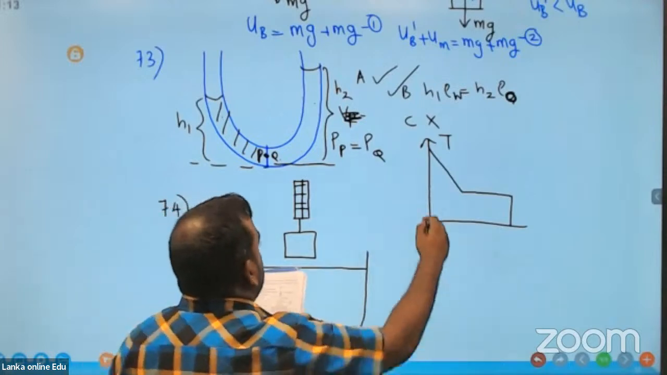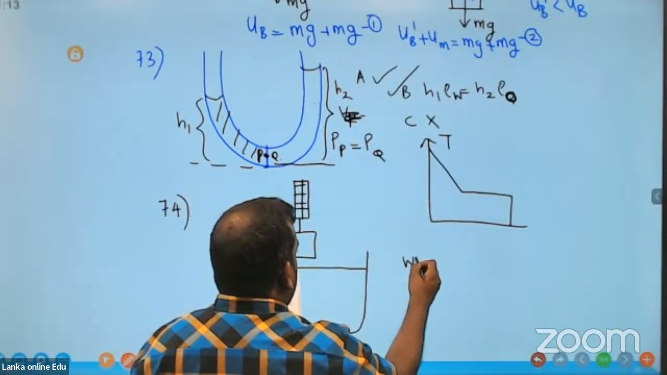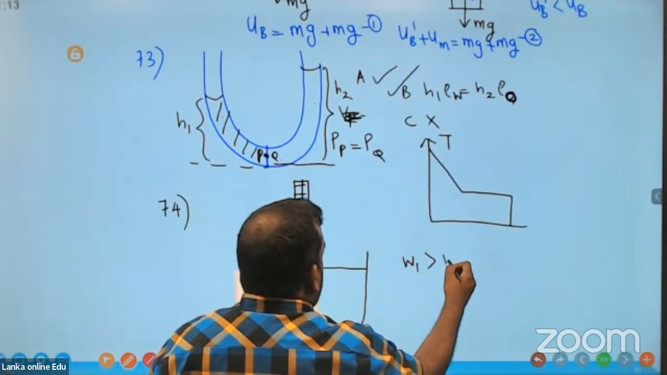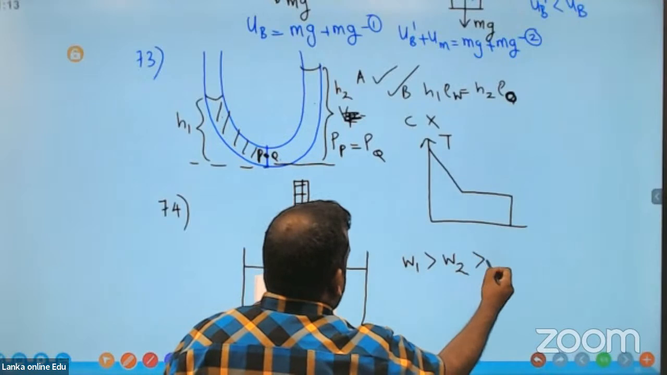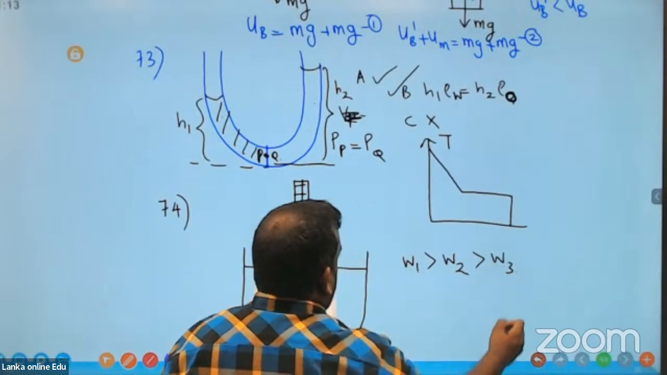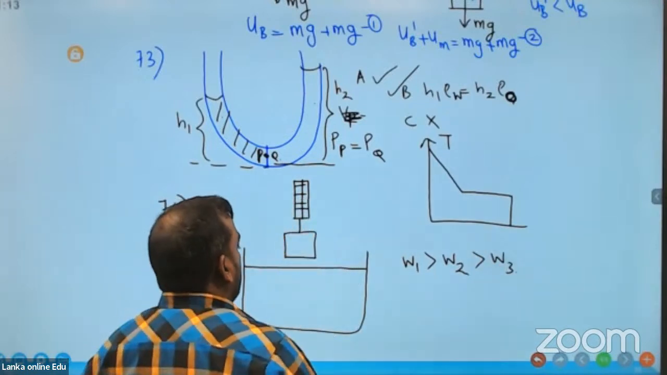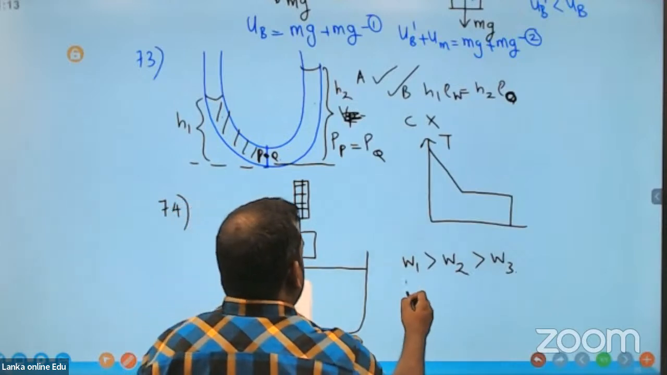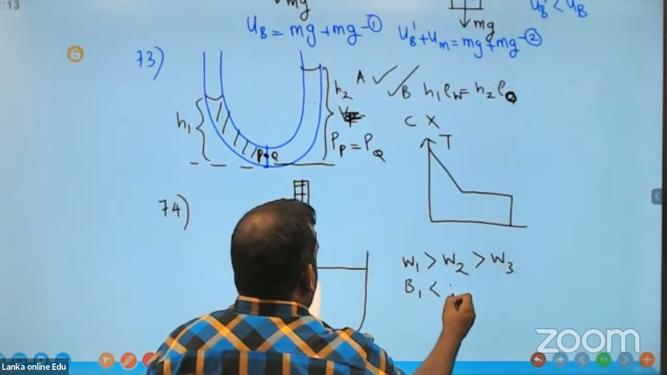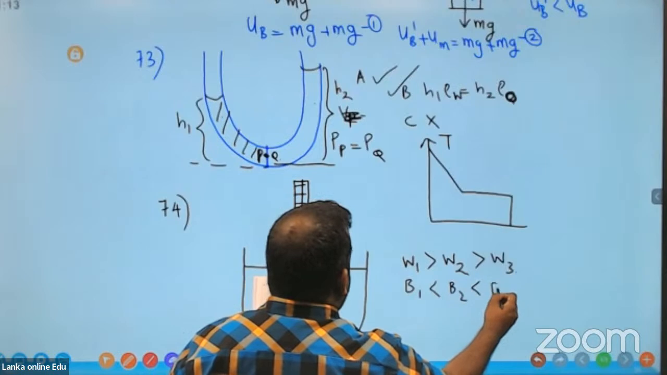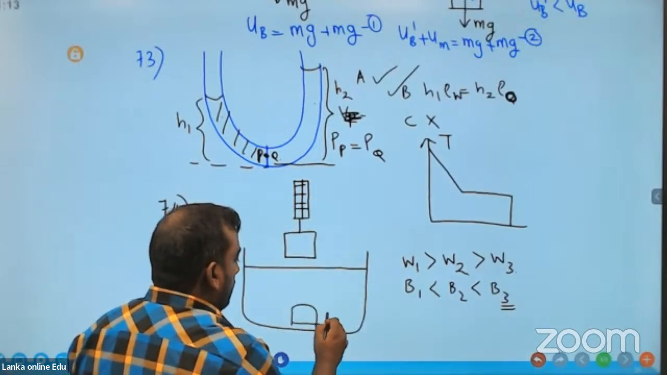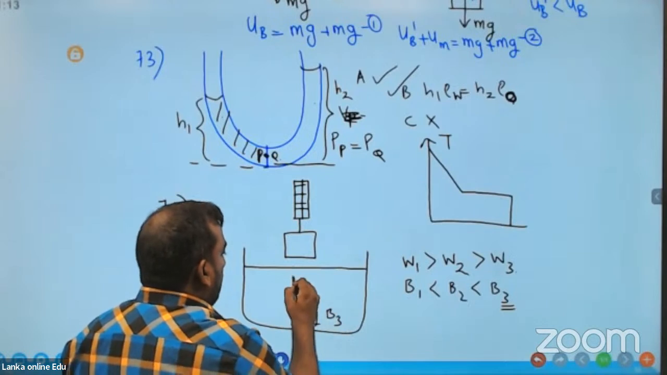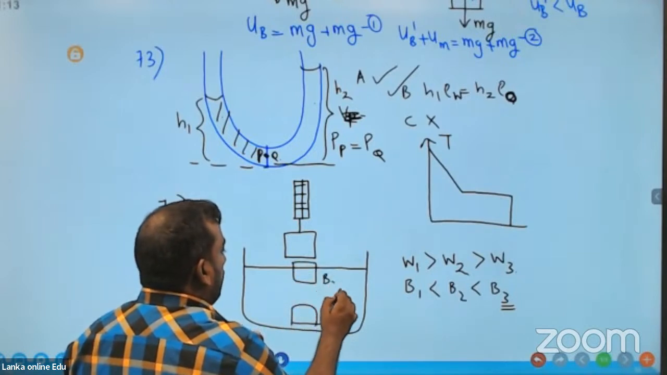So W1 is bigger, outside is bigger. Then W2 will be lesser. The block is on the bottom, the reading is the smallest. What about the buoyant forces? B1 is smaller than B2, smaller than B3. B3 means fully submerged. Partially submerged only B2. Outside only B1.